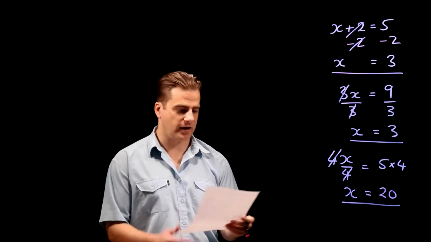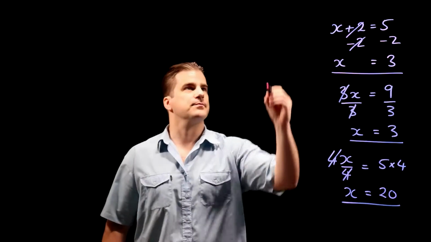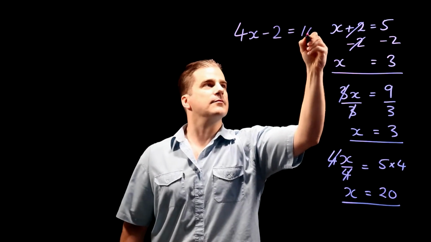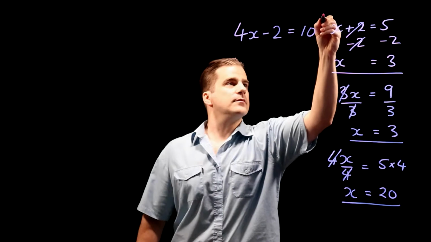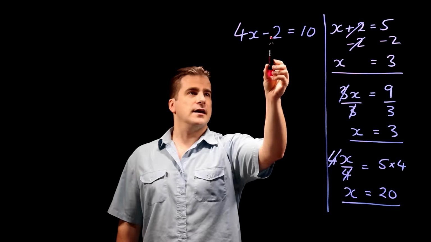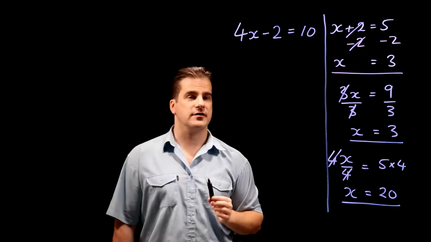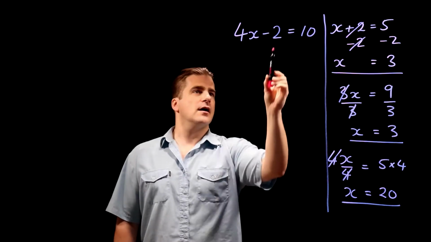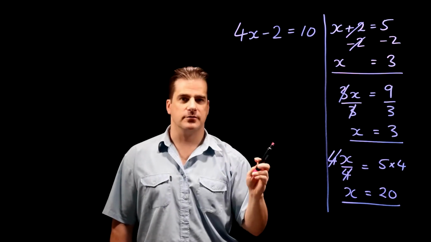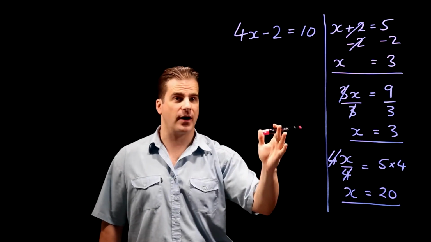Let's do a few more slightly more difficult ones. Let's do 4x minus 2 is 10. Okay, 4x minus 2 equals 10. Well, we can either add 2 to both sides first, nothing wrong with that, or we could divide both sides by 4 first. I would add 2 to both sides first. You'll get the hang of which thing is best to do first with just a bit of practice.